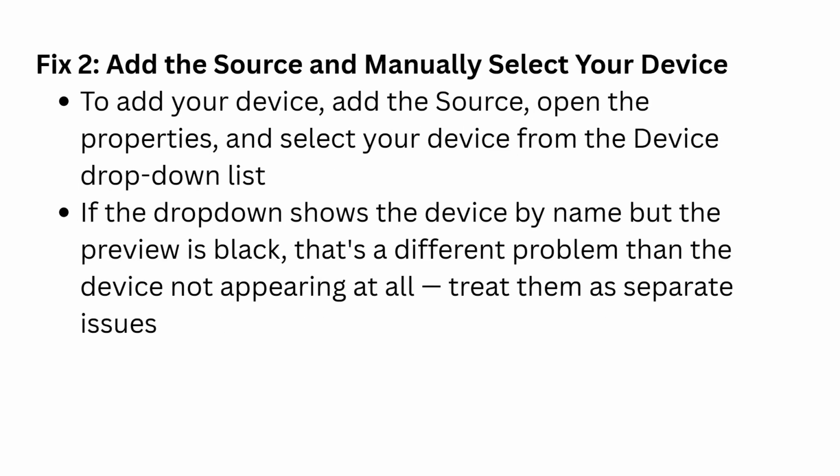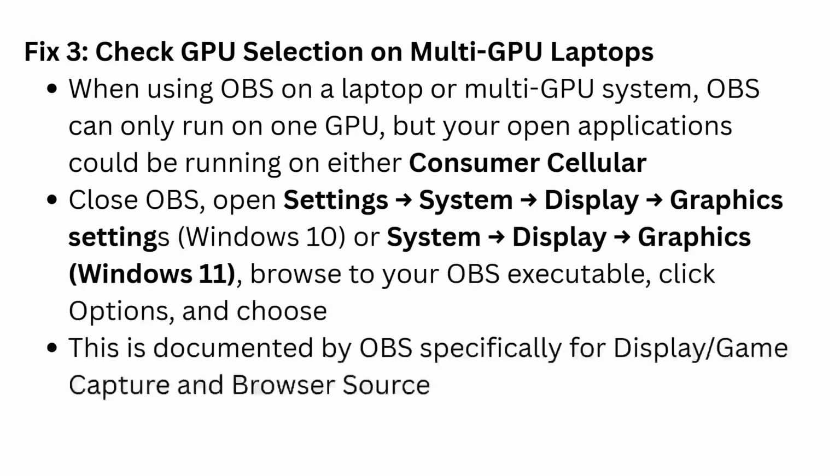Fix 2. Add the source and manually select your device. To add your device, add the source, open the properties and select your device from the device drop-down list. If the drop-down shows the device by name but the preview is black, that's a different problem than the device not appearing at all. Treat them as separate issues.